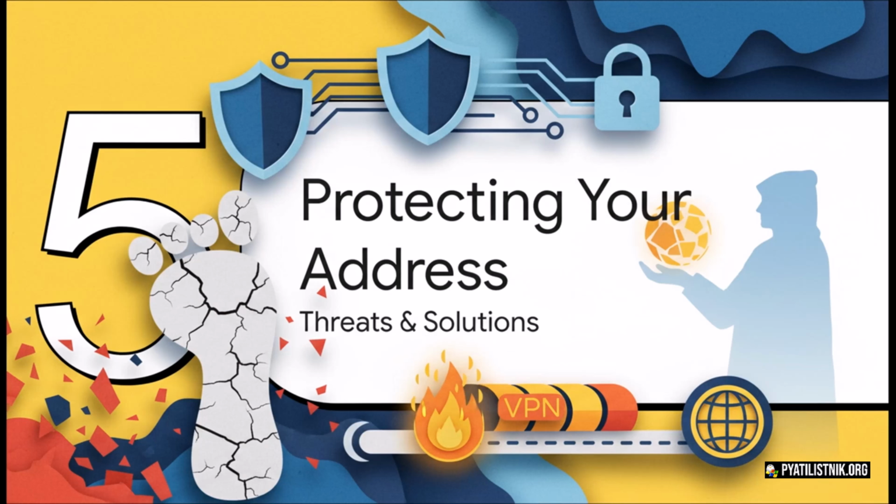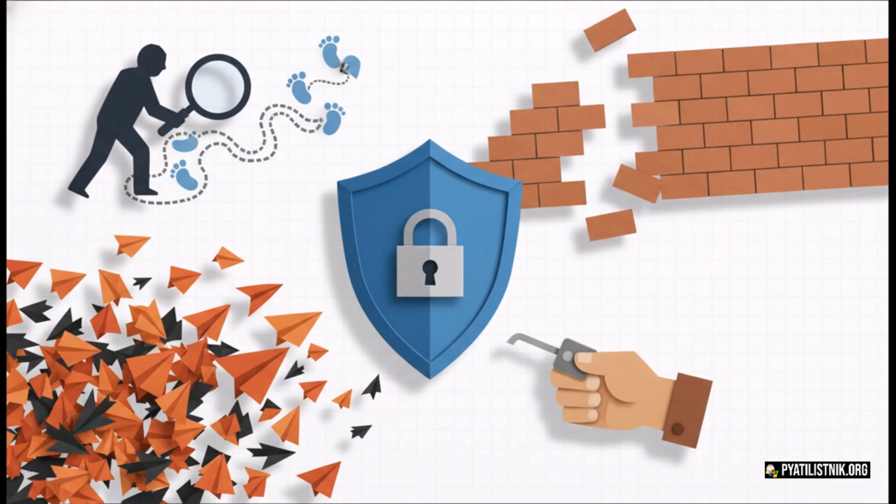Which brings us to the really important topic of security. So, what are the actual threats tied to your IP address? And more importantly, what can you do about them? So, beyond advertisers tracking you or streaming sites blocking you based on your location, there are some more malicious threats. For example, an attacker could just flood your public IP with a ton of junk traffic, that's a DDoS attack, and basically kick you offline.